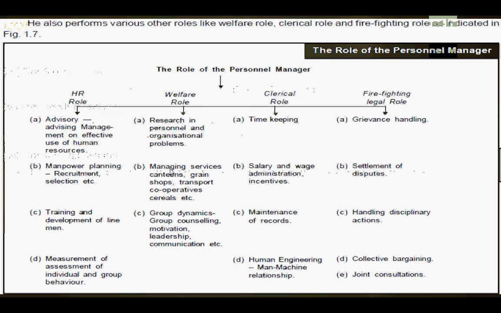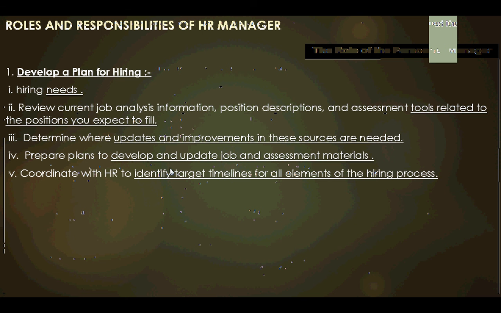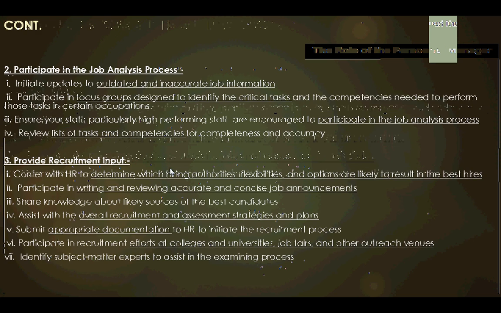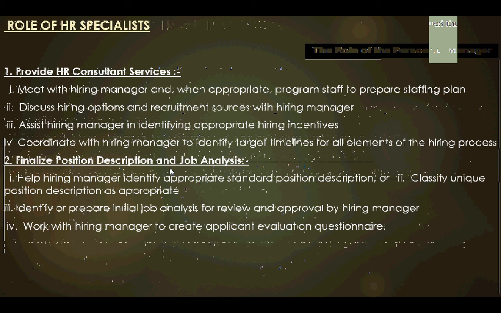Kindly go through this for further studies: HR role, welfare role, clerical role, firefighting and legal role. So all these materials you can go through for further study. Role and responsibilities of HR manager and role of HR specialist.